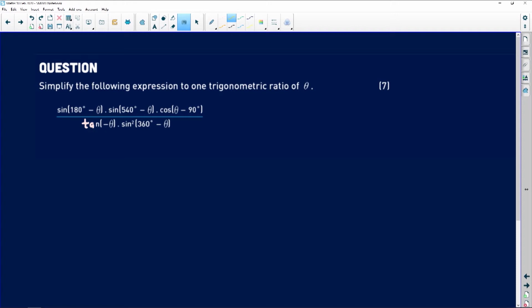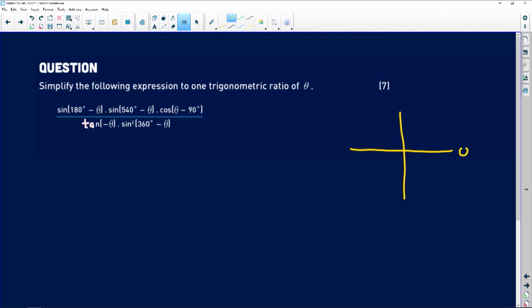I love this. And I want you to understand the following. You can't work with trigonometry without involving the CAST diagram. So the first thing that comes to my mind when I'm looking at this, I need to put down the CAST diagram and see if you guys remember how this is going to assist us to simplify this.